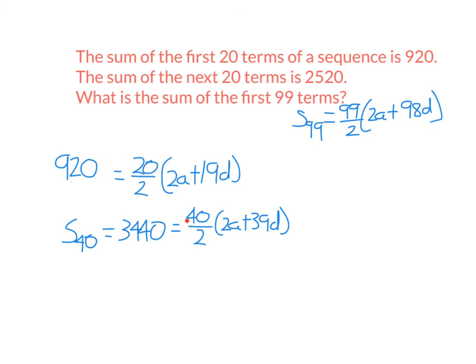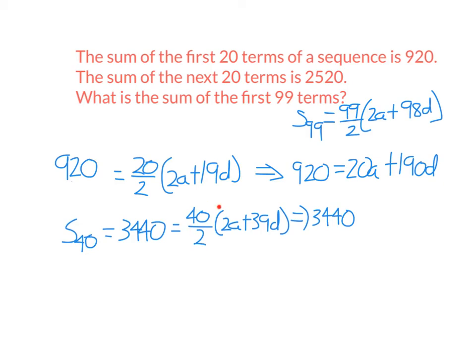So now we should be thinking simultaneous equations to find a and d. So let's just make these equations a little easier to work with. So 920, so 20 over 2 is 10. 10 times 2a is just 20a. 10 times 19d gives me that. And similarly for the next one, we have 3,440. This is equal to 20 times 2a, and then 20 times 39d.